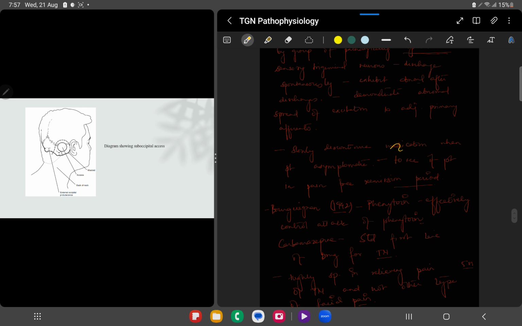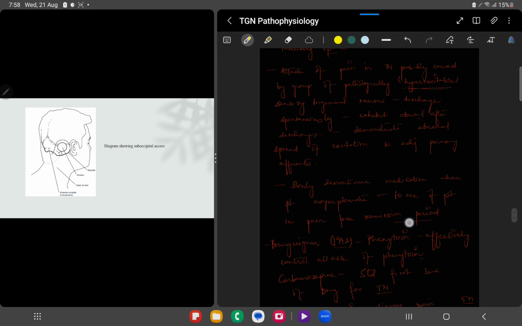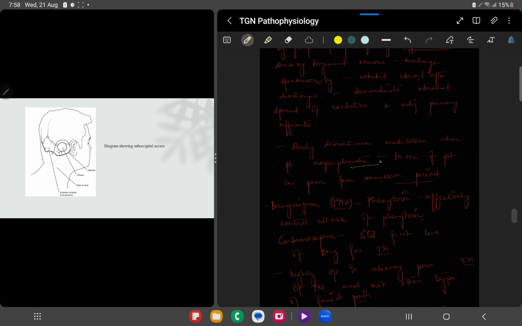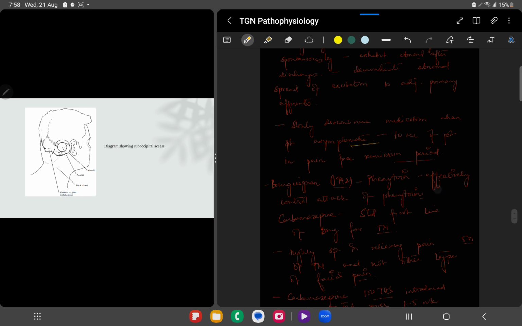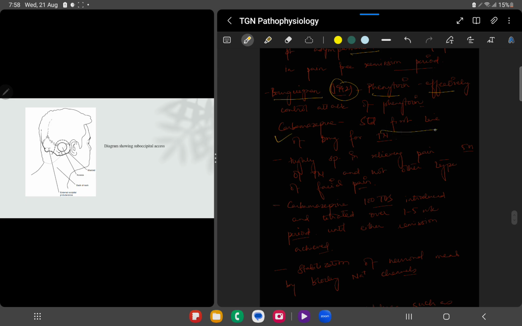If we slowly discontinue the medication when the patient is asymptomatic, we can see whether the patient is going through a pain-free remission period or not. So it can be used both for diagnostic as well as therapeutic purposes. Bourgoignon, in 1942, found that phenytoin was effective in controlling attacks. Carbamazepine is the standard first line of drug for trigeminal neuralgia.